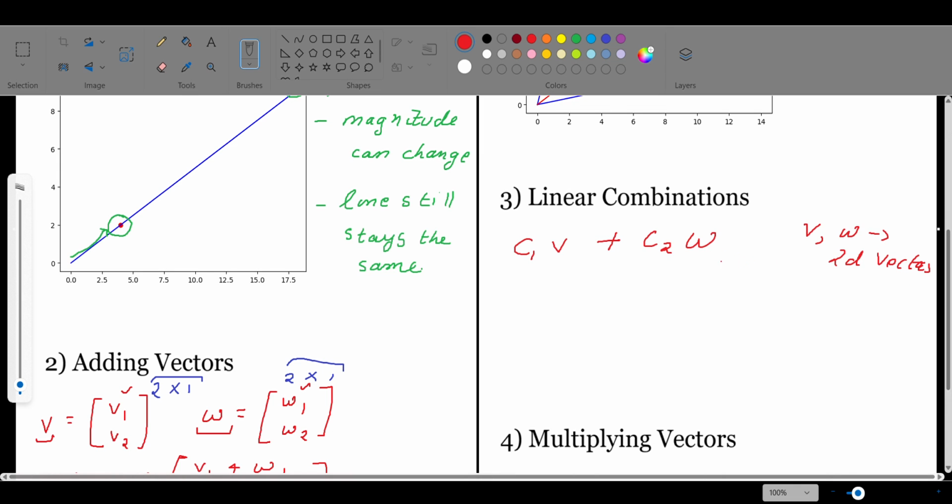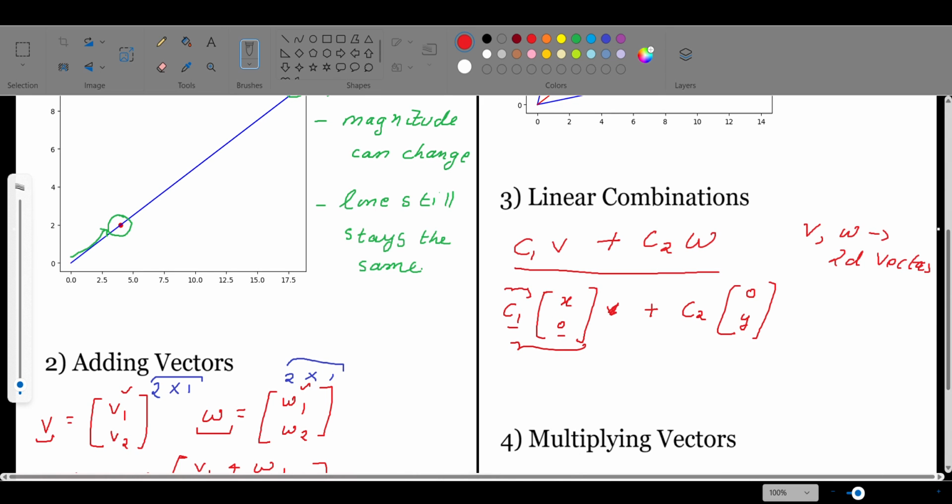That means they have two components, V1, V2, W1, W2. Now to understand this, let me tell it to you using an example V and example W. So what if we only had an X component? Let's say it's C1 times (X, 0) plus C2 times W, and W only had a Y component. Now if you notice, if you do C1 times 0, it is always going to be 0. So the Y component in this first part is always going to be 0.